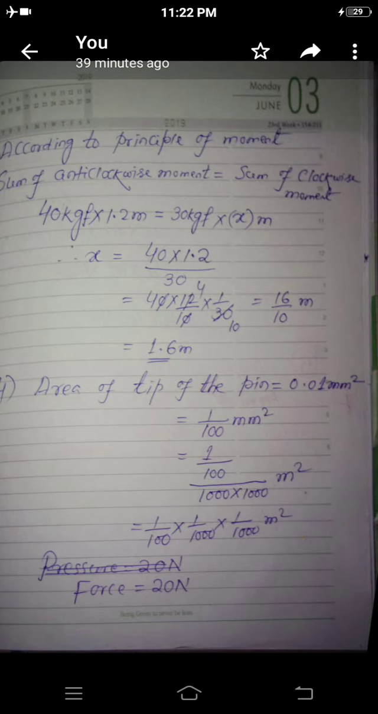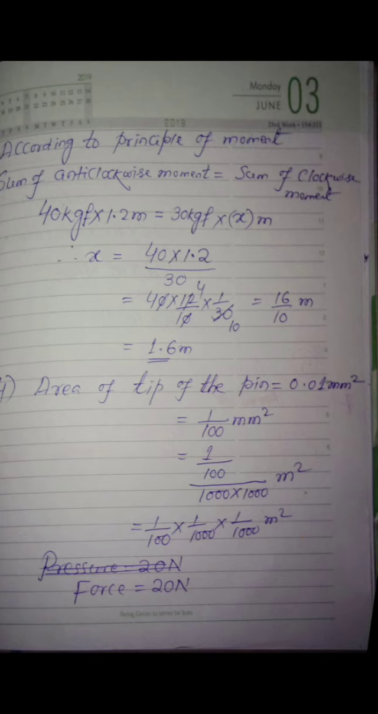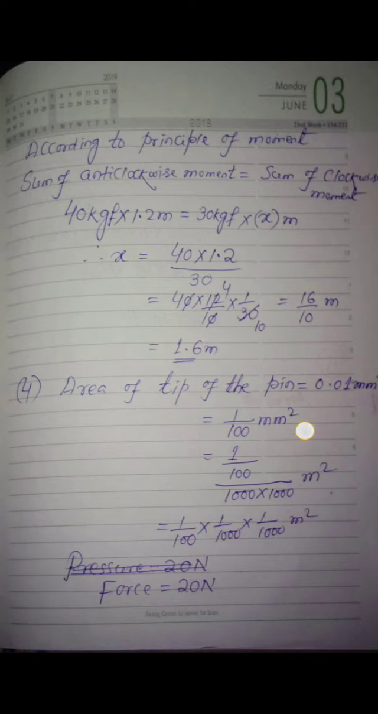How can you change? First you see 0.01 millimeter square, that is equal to 1 by 100 millimeter square, that is equal to 1 by 100 into 1 by 1000 into 1 by 1000 meter square. We know that if we convert millimeter square to meter square, that is 1 by 1000 into 1 by 1000. Thus the pressure is equal to force by area.